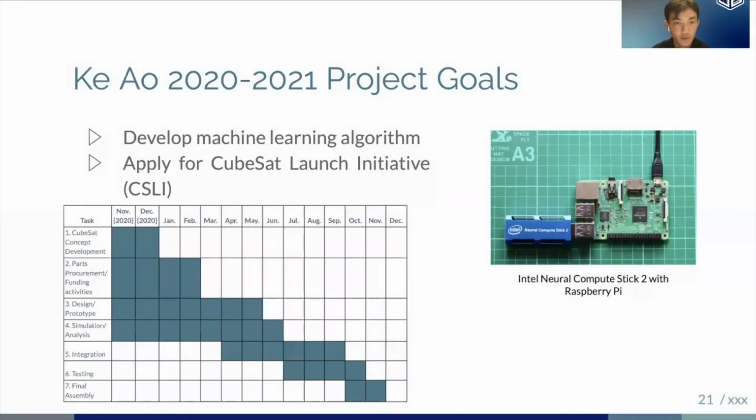So the goals of our project for 2021 are to develop a machine learning algorithm, as well as apply for CSLI. On the bottom, you can see a quick timeline of what our next semester will look like.